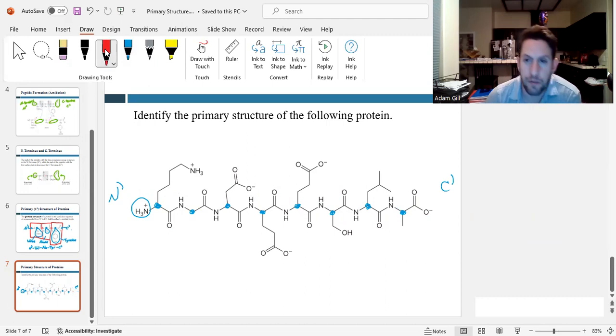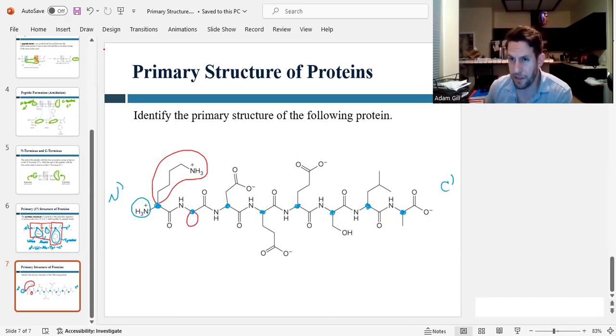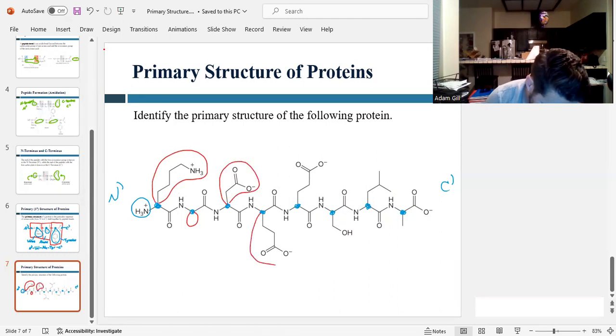In order to figure out the primary sequence, we need to look at the side chains. And so the side chains are always sticking off the alpha carbon. And so this is our first side chain. This is our second side chain, which looks weird because there's nothing there, but we'll get to that in a second. That's our third side chain, fourth side chain, fifth one, sixth one, seventh one, and eighth one.